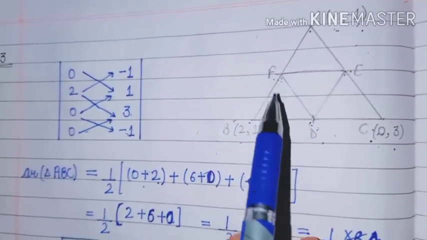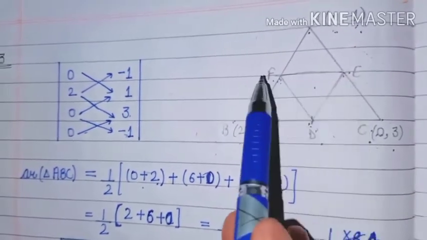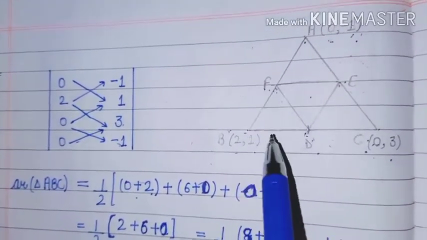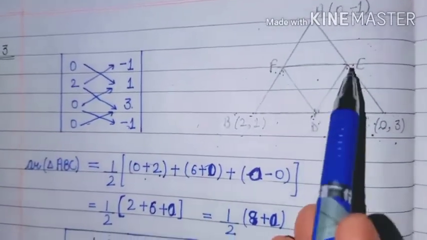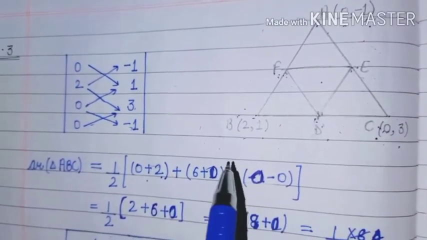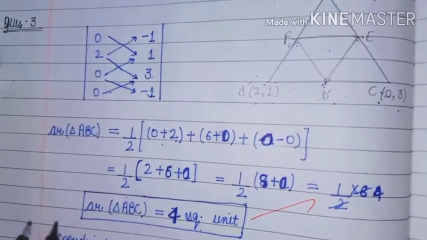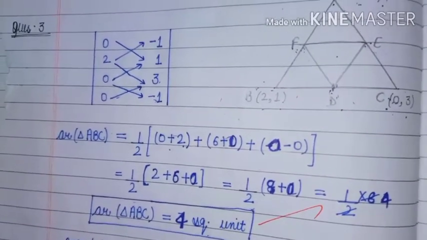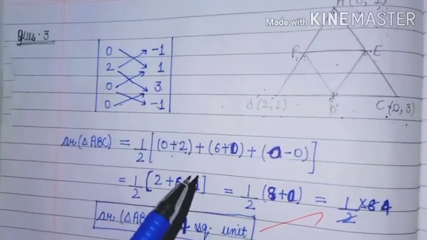Now we will join these points D, E and F. So we will get a new triangle DEF. Clear beta? Now in this question we have to find the area of triangle DEF and triangle ABC. So first, beta, we will find the area of triangle ABC. You know very well, in questions number 1, 2, 4 we have already discussed this type of question.